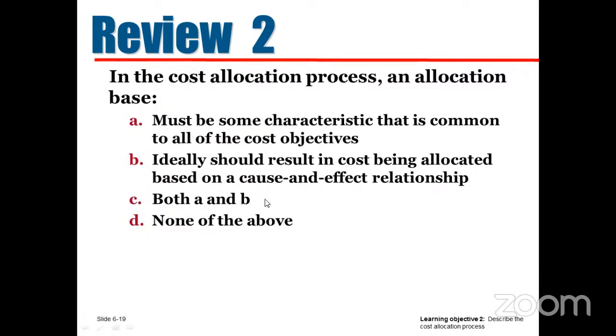Both A and B, none of the above. So obviously A and B is confirmed correct. The answer is A and B, because it was already explained earlier on. It must have some characteristics. It must have the cause and effect relationship.